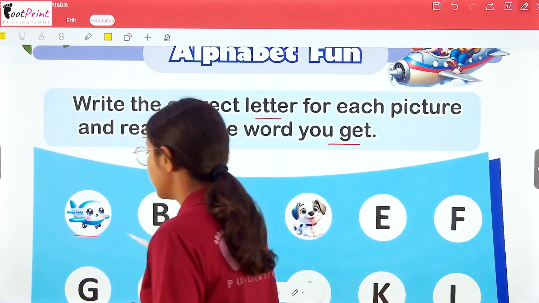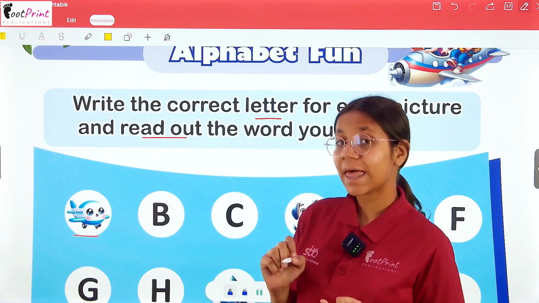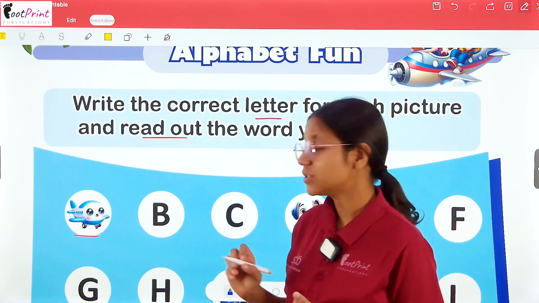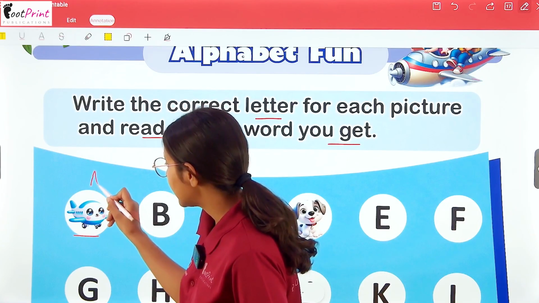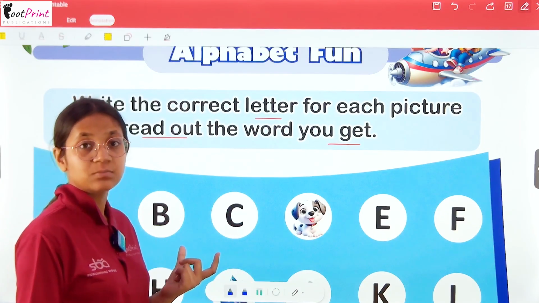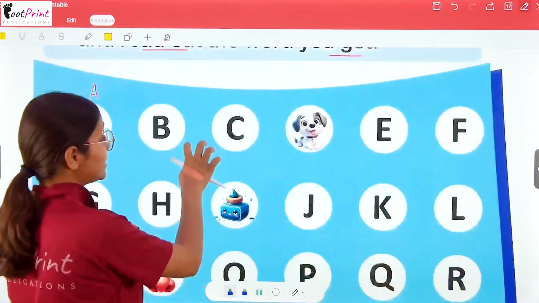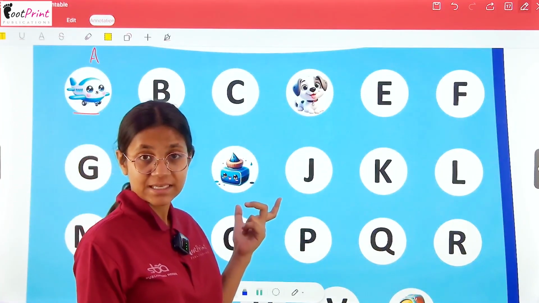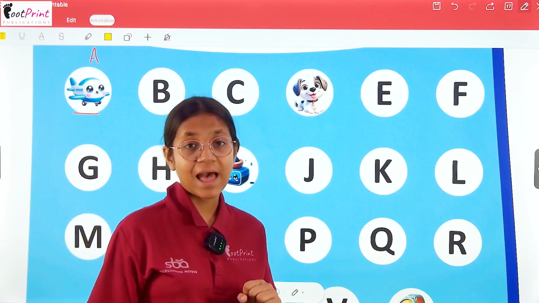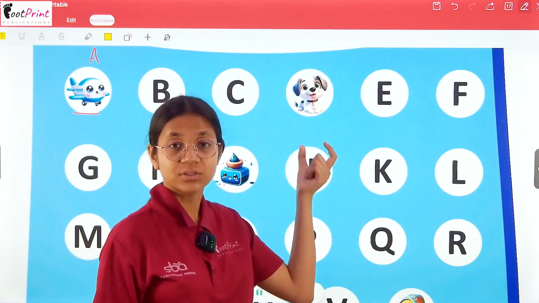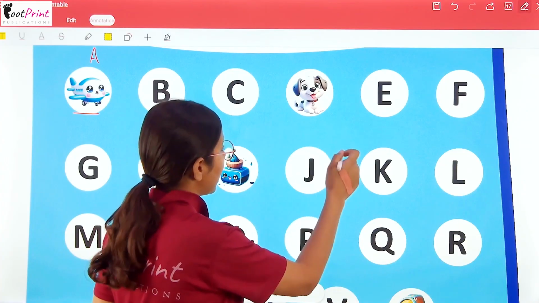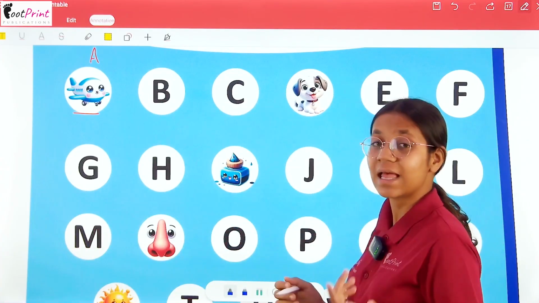So first is aeroplane. Aeroplane starts with the letter A. Now B. B says ball. C says cat. And here the picture of dog. D says dog. Now E says elephant.